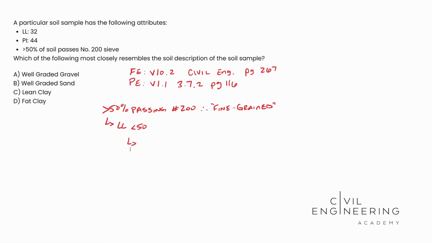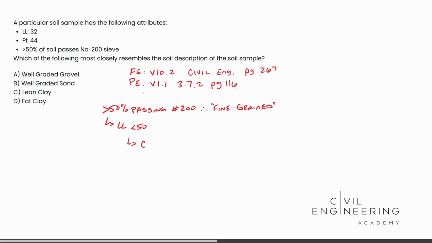And so that means we need to scroll down to our plasticity chart for the USCS method. You'll notice we have liquid limit on the x-axis, plasticity index on the y. Liquid limit's 32, so you can follow along with your cursor here. Our plasticity index was 44, so we are well above that A line. So that means we are a CL, which is a lean clay, so a low plasticity clay. And so that answer right there puts us at C.